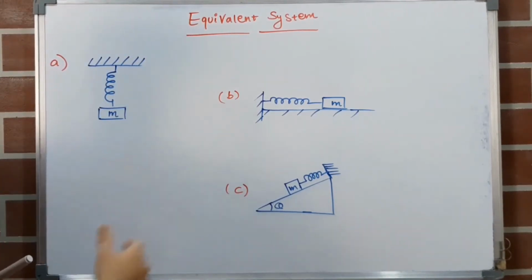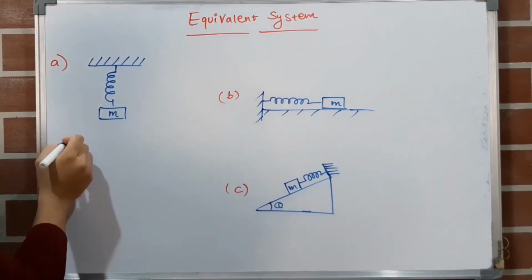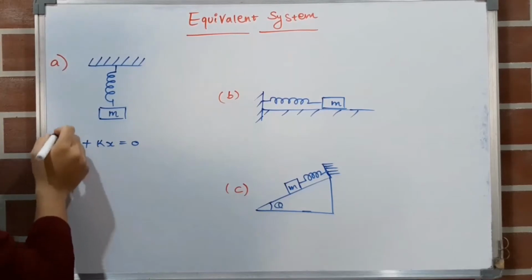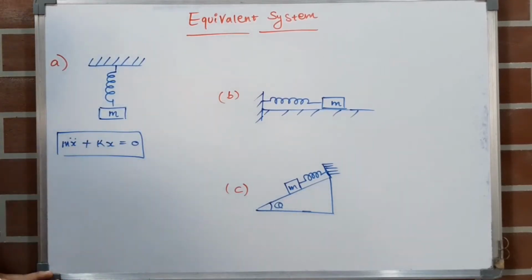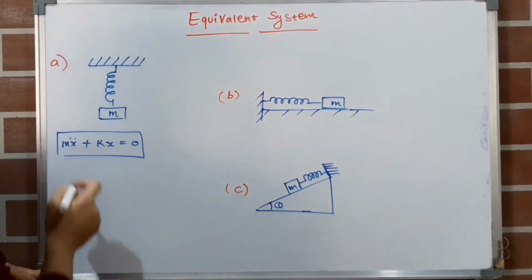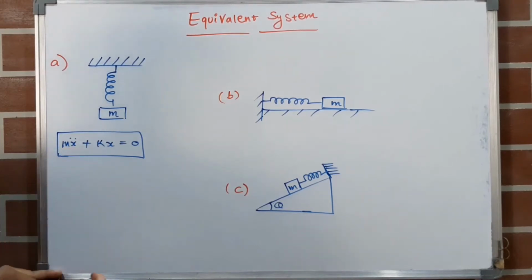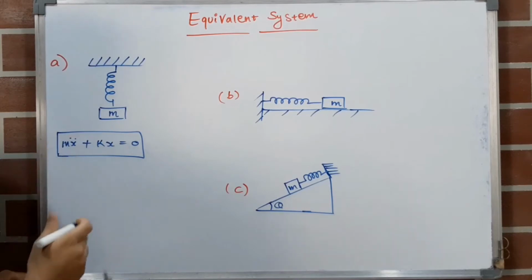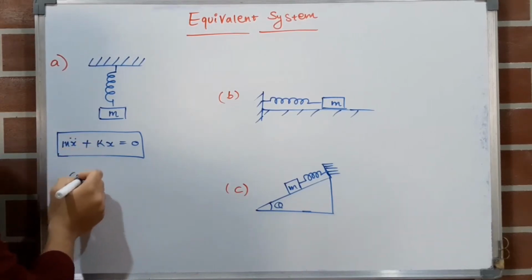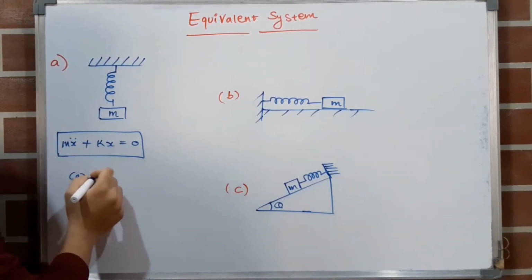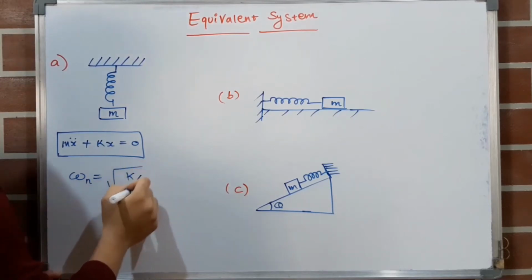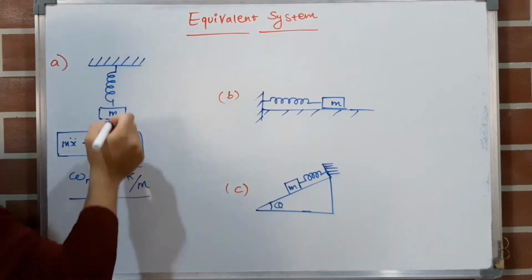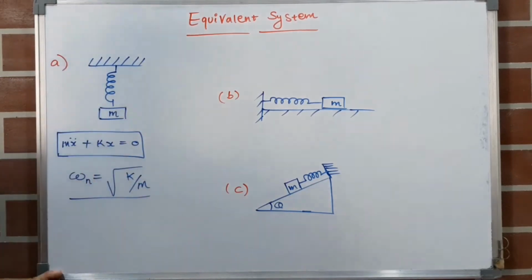In the previous video we had derived the equation, that is mx double dot plus kx equals 0. If you have not seen that video, then I will provide the link in the top right corner, so go and see that first. We got the natural angular frequency omega n equals under root of k by m. This is the natural angular frequency when the spring mass system is held vertical.